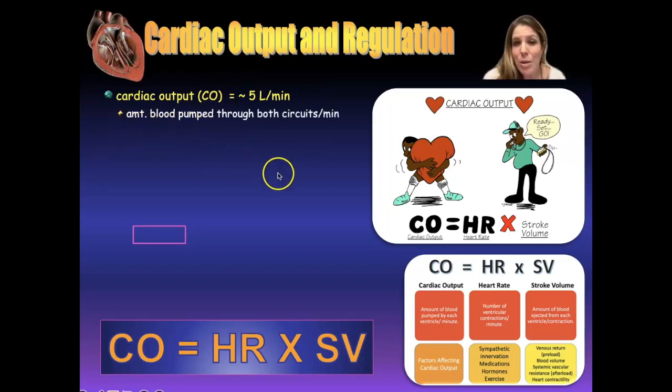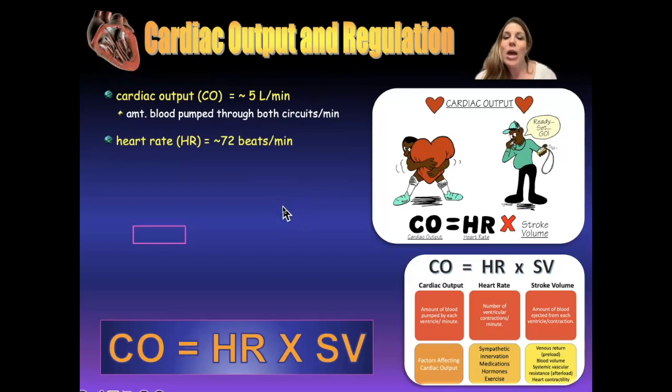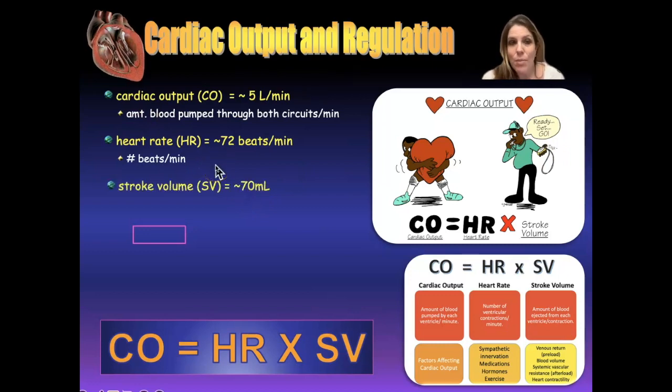So the amount of blood pumped through both circuits, so that means the pulmonary circuit and the systemic circuit, every minute, 5 liters. So to calculate cardiac output, we have to know 2 variables, the heart rate and what's called the stroke volume. So your heart rate, on average, a healthy adult person is going to be about 72 beats per minute. So your heart rate is just the number of beats per minute.